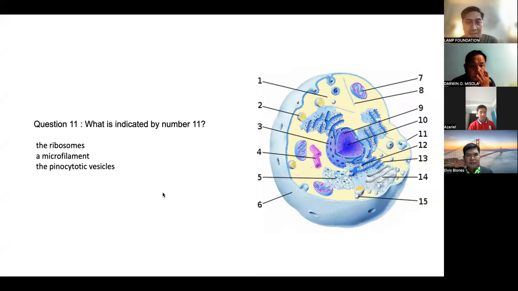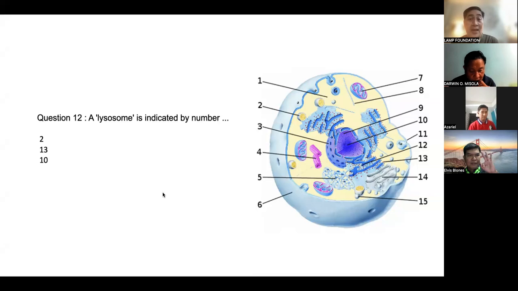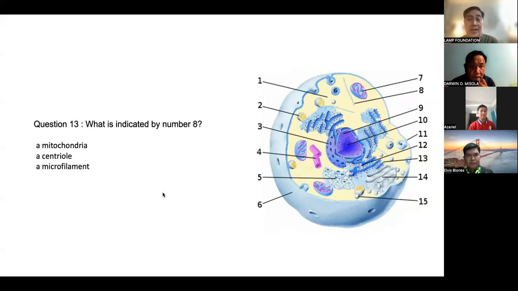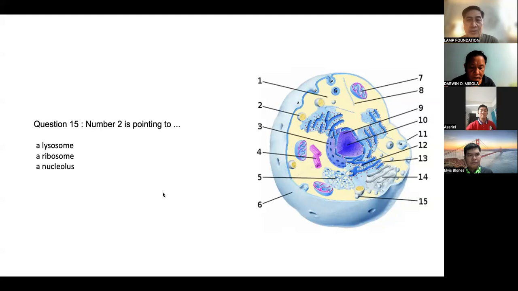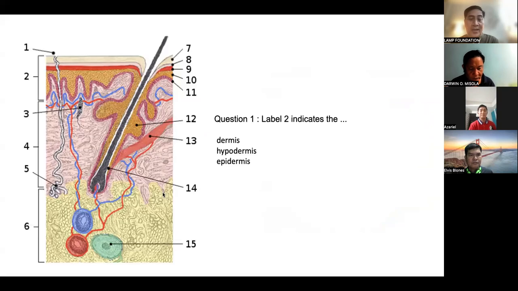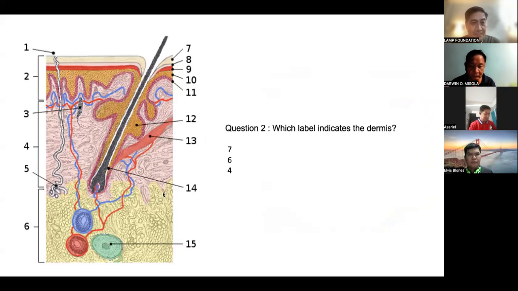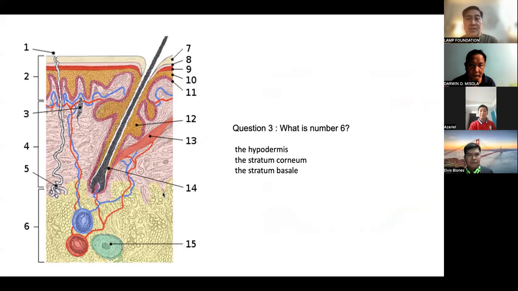What is indicated by number 11? Okay. A lysosome is indicated by number. Okay. What is indicated by number 8? Human cells are which kind of cell? Number 2 is pointing to. Okay. Label 2 indicates. Okay. Which label indicates the dermis? What is number 6?